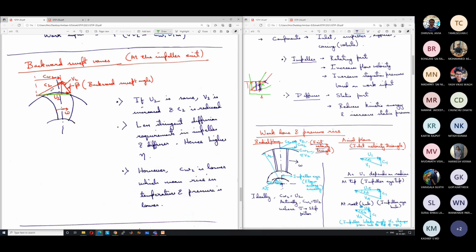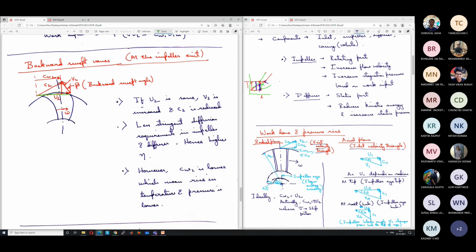So if C2 is less, we get higher efficiency. Efficiency is different and pressure rise is different. Efficiency gives us an idea about, if we give a certain amount of work, how much of it will be usefully utilized for increasing the pressure. So that will be better. You will need less work for the same pressure rise. But in a single stage, the pressure rise will be lower, so you will need more number of stages for the same pressure rise.